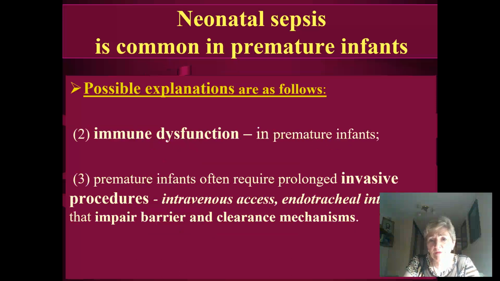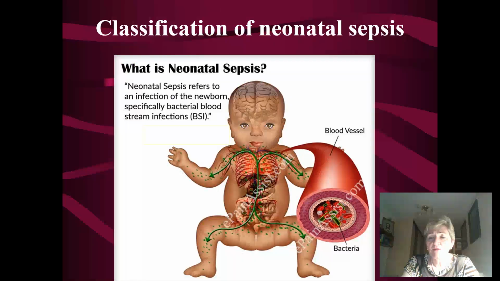Next, a very important reason that leads to neonatal sepsis in premature infants is immune dysfunction. Next, premature infants often require prolonged invasive procedures, such as intravenous access and endotracheal intubation, that impair barrier and clearance mechanisms. Now we discuss the classification of neonatal sepsis.